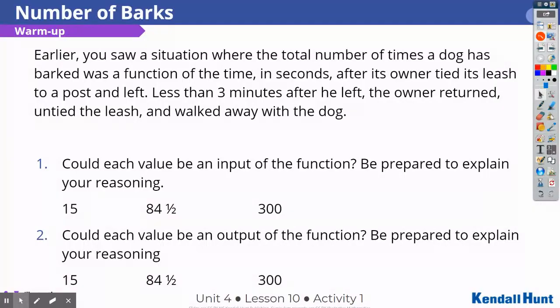Now let's look at the output. So these same numbers, 15 could be the number of total times the dog barked. 84.5, though, you can't have half of a bark. So the number of barks would be a whole number. So 84.5 is not a possible solution here. And then 300, it could be a possibility. However, it's really unlikely that a dog would bark 100 times a minute. And so we wouldn't say that that is very likely.